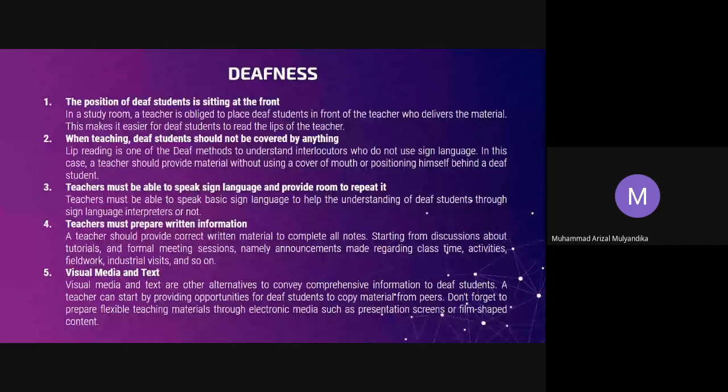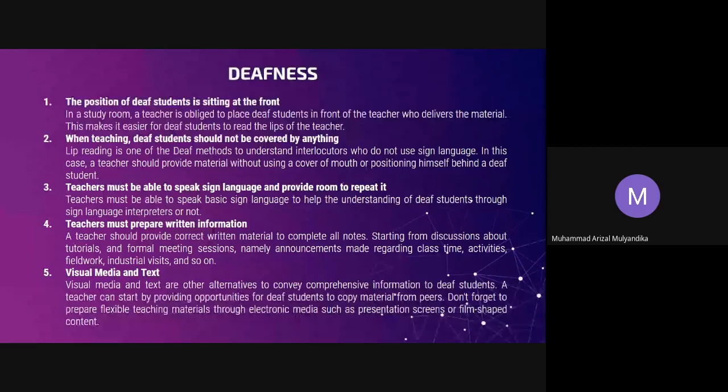Teachers must be able to speak basic sign language to help the understanding of deaf students, through sign language interpreters or not. And number four, teachers must prepare written information.